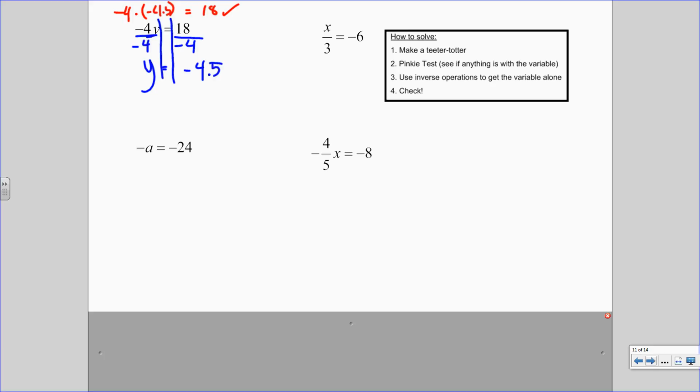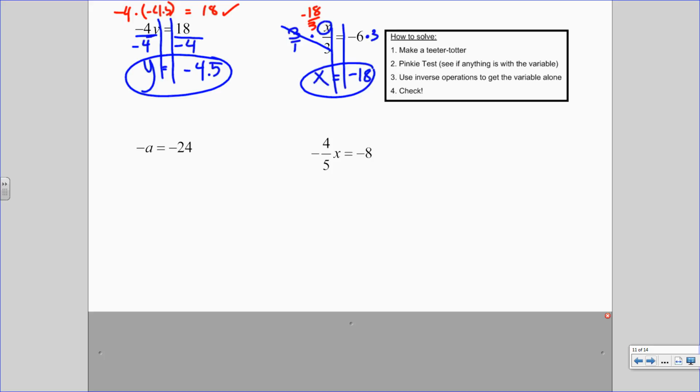Go ahead and make our teeter-totter. Here's my variable right here. I have an x. And pinky test over that, see that the x is being divided by 3. The opposite of division is multiplication, so don't use an x for it. Use a dot. We're going to multiply by 3. Now this is really 3 over 1 if you want to think fractions, and these 3's cancel out, leaving just an x. And negative 6 times negative 3 is negative 18. And that is your answer. Circle this answer as well. And we could check it by plugging it back in. Is negative 18 divided by 3 equal to negative 6? And it does work out.